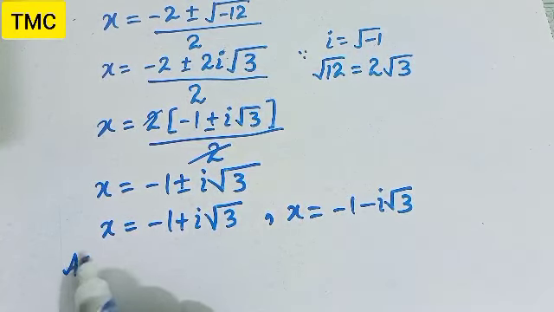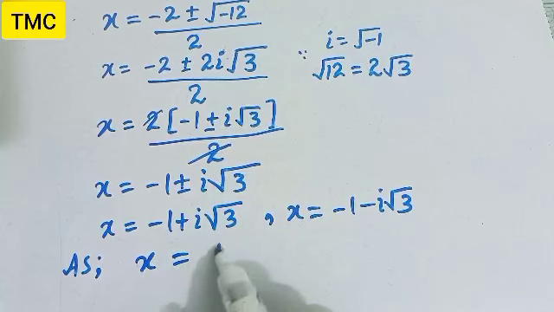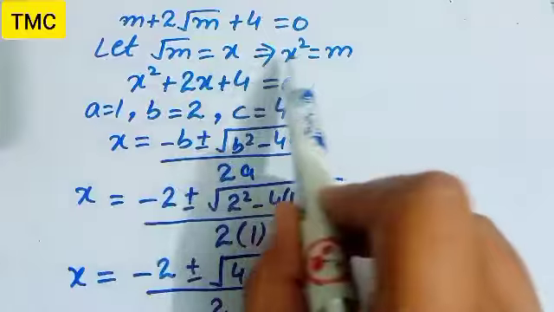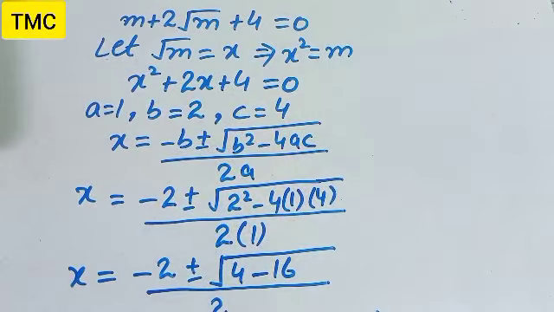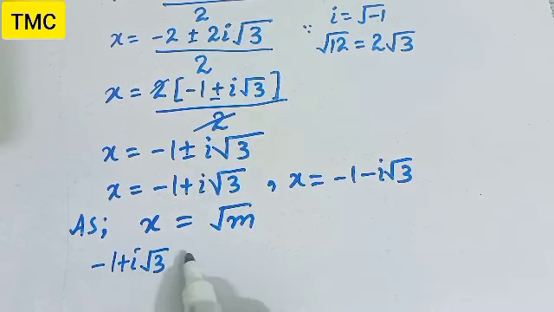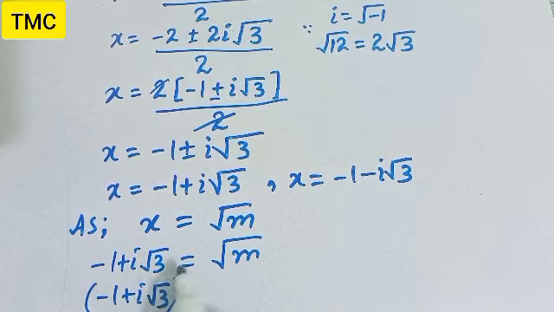Now putting these values back into the substitution to get the value of m, as we have x equals square root m. So writing the value of x as -1 plus iota under root 3 equals under root m. For finding the value of m, we will take the square on both sides.